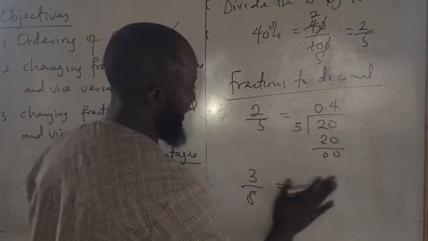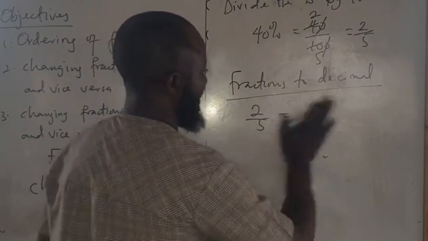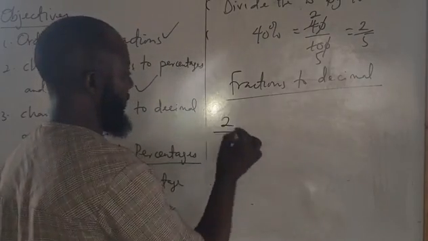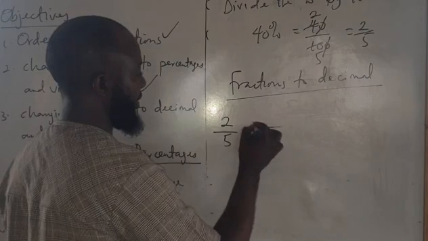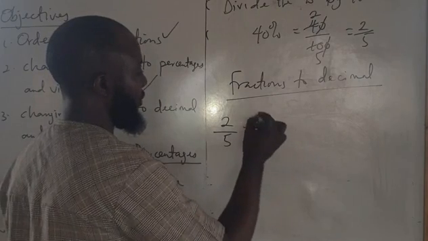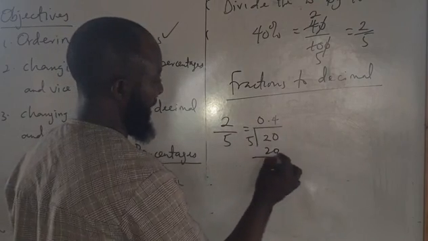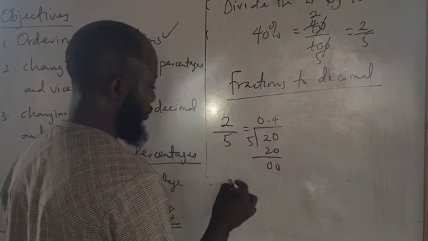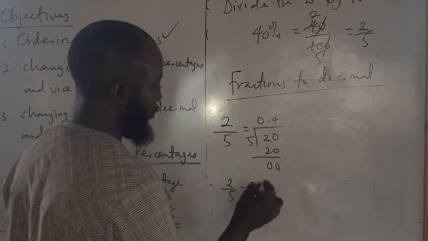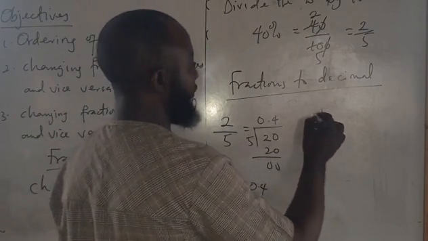You're going to have 3 inside. Let me do it this side. 2 over 5 gives this 5 to 0, 0, 4, 20. That is 0, 0. So that means 2 over 5 is equal to 0.4. Then we have 3 over 5.